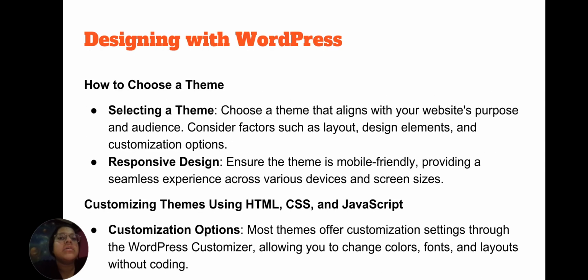Designing with WordPress. How to choose a theme. Selecting a theme: choose a theme that aligns with your website's purpose and audience, considering content, layout, design elements, and customization. Responsive design ensures that the theme is mobile friendly, providing a seamless experience across various devices and screen sizes. Customizing a theme using HTML, CSS, and JavaScript.